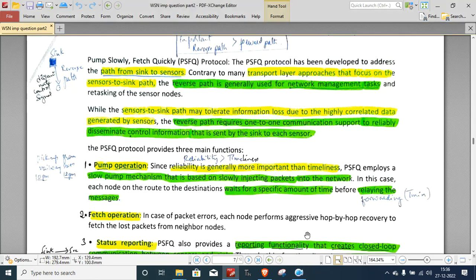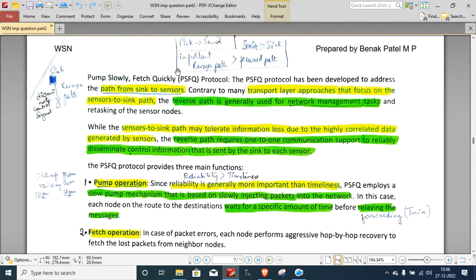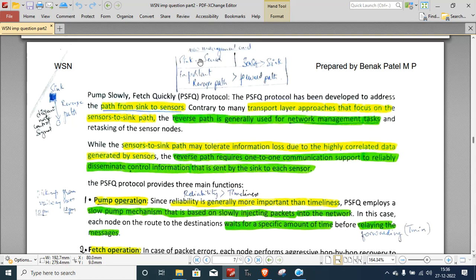Hello everyone, in this tutorial I'll take you through the Pump Slowly, Fetch Quickly (PSFQ) protocol. Before we actually discuss this, there are a few things that we are supposed to take note of.